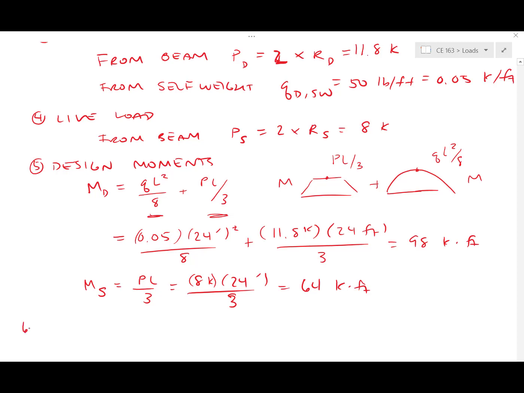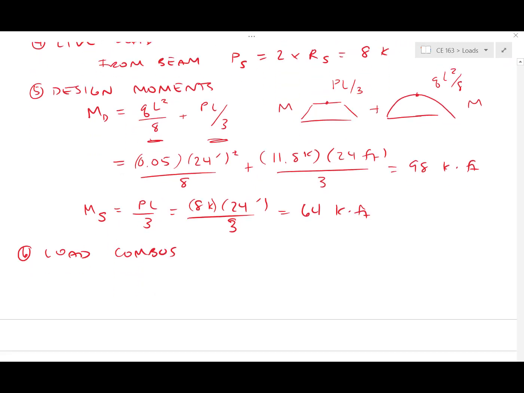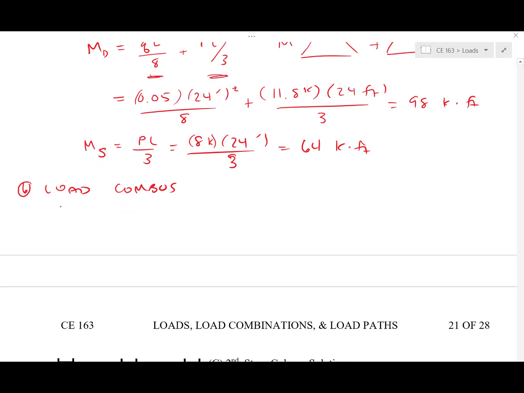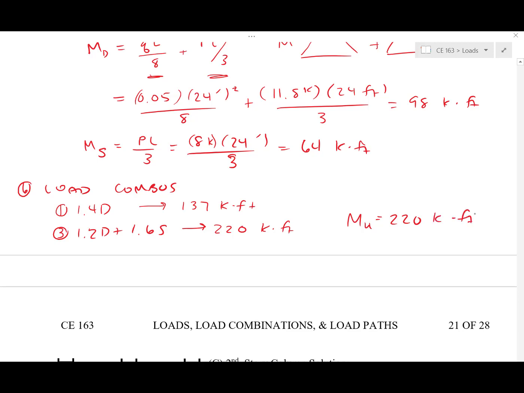Alright, very last step. Let's plug into our load combos. Just like we saw before, if we only have dead and snow, we only need to check load combo 1 and load combo 3. This one is going to give me 137 kip feet. This one is going to give me 220 kip feet. So our M sub U for the girder, the moment that we are going to design for and make sure our structure can carry, is 220 kip feet, the larger value of these two.